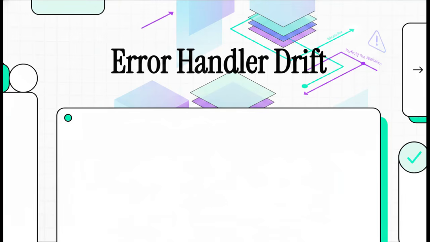Welcome to this explainer. Today, we're decoding a pretty fascinating architectural mystery regarding error handler drift. If you've ever spent hours chasing down a system warning, only to realize your application was actually working perfectly fine the whole time, well, you are absolutely going to want to hear this.